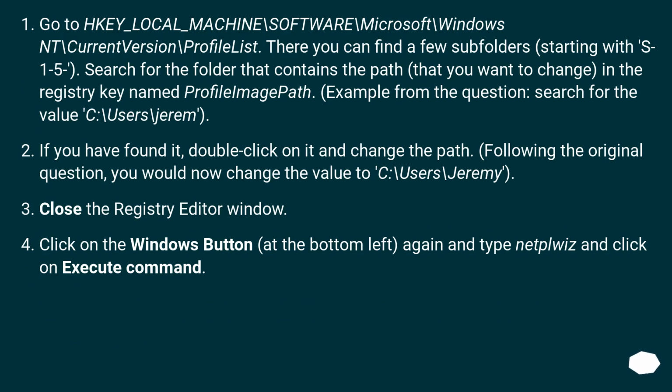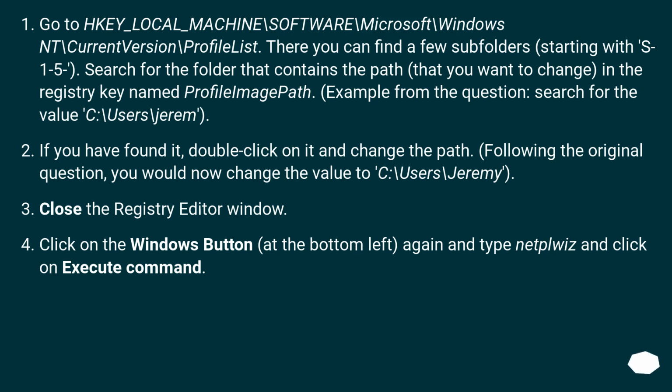Search for the folder that contains the path that you want to change, in the registry key named ProfileImagePath. Example from the question, search for the value c:\users\jerem. If you have found it, double-click on it and change the path. Following the original question, you would now change the value to c:\users\jeremy. Close the registry editor window.